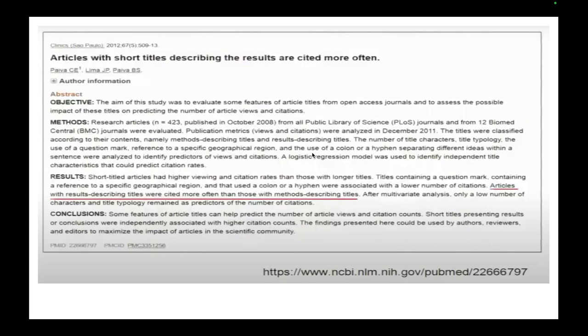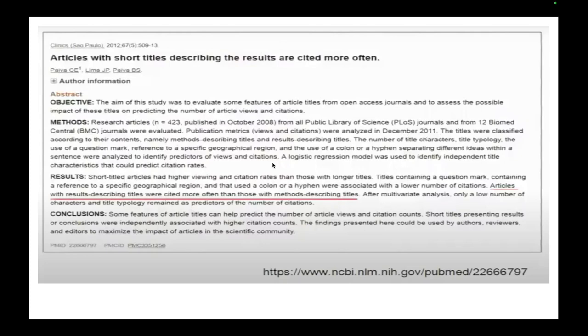So what I was telling you in earlier examples, that giving a good title that is concise, not too lengthy, and has all the information, means these papers are more cited. This is not a review, this is research, because they have done a survey. For example, they chose 423 research articles that were published from October 2008, and they analyzed them in December 2011.